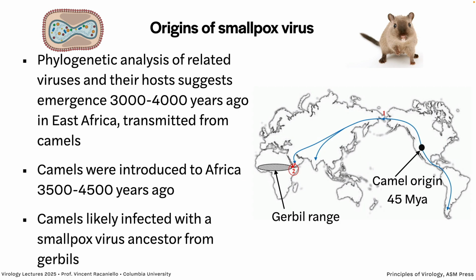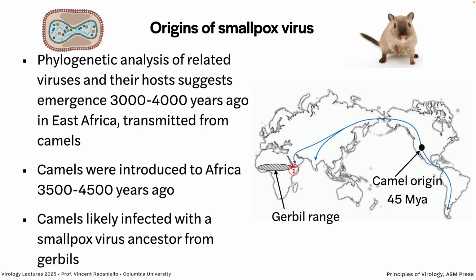Okay, so let's look at some examples. This is the fun part. Where did smallpox virus come from? At some point, millions of people died of smallpox on planet Earth. It was a horrible infection. It disfigured you. And so we seem to know where it came from. What we do is we look at the genome sequence of smallpox viruses and related viruses and look at their relatedness to each other. And it looks like the virus emerged 3,000 to 4,000 years ago. It crossed over from camels in East Africa here.